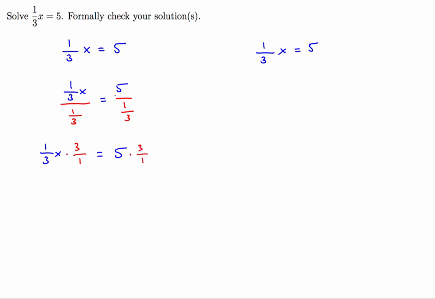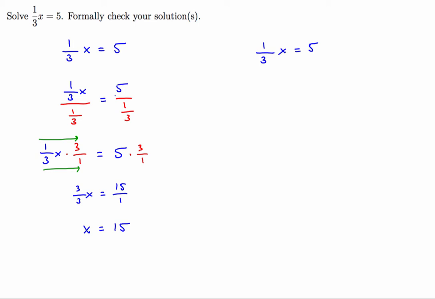At this point, we can now multiply and cancel as we normally would. Just to remind ourselves, multiplying fractions means we multiply straight across the top, straight across the bottom. And when we multiply this, we'll end up with 3/3 x equals 15/1. Simplifying both sides of the equation, 3/3 is the same thing as 1, so it's saying 1x equals 15/1, which is 15. Now, while formally that is one way to approach it, you can see there are a couple of steps in the middle that might have become a little bit more confusing.